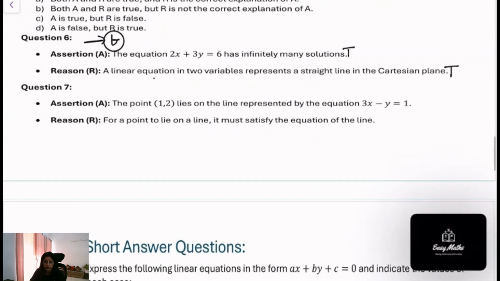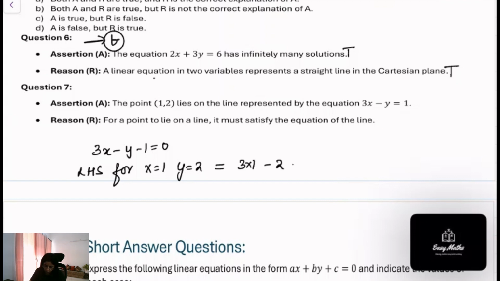Moving on to question number 7. The point (1, 2) lies on the line represented by the equation 3x minus y is equal to 1. So we will check 3x minus y minus 1 is equal to 0. LHS for x is equal to 1 and y is equal to 2 is equal to 3 into 1 minus 2 minus 1, which is equal to 3 minus 3, which is equal to 0. So this statement is also true.